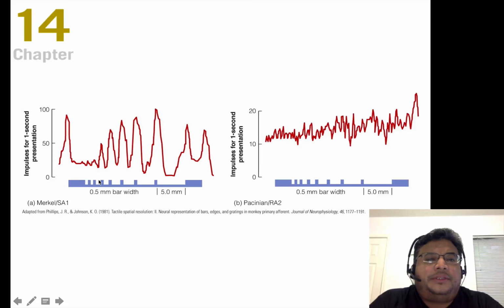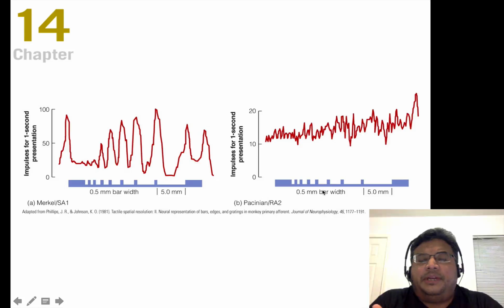So you'll notice that the cell begins to fire when they're about 1 millimeter apart, even a little bit less than that. And as they get further and further apart, you'll see that the Merkel receptor fires stronger and stronger. So you see this very nice pattern here of firing whenever the Merkel receptors are detecting this grate.